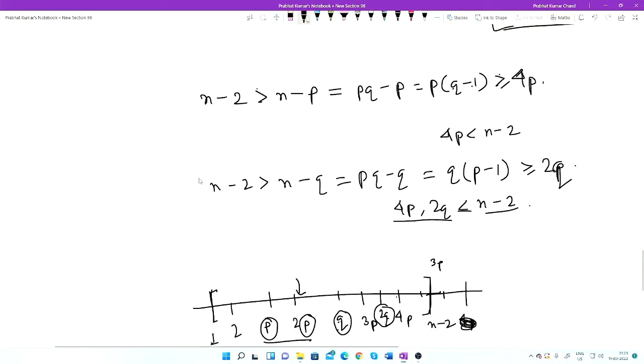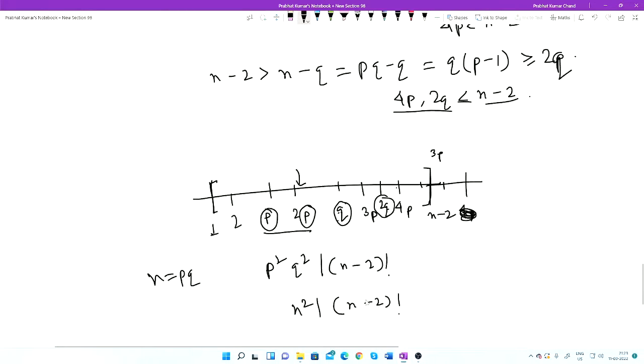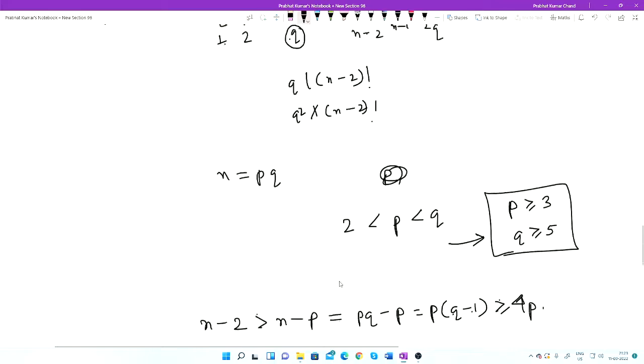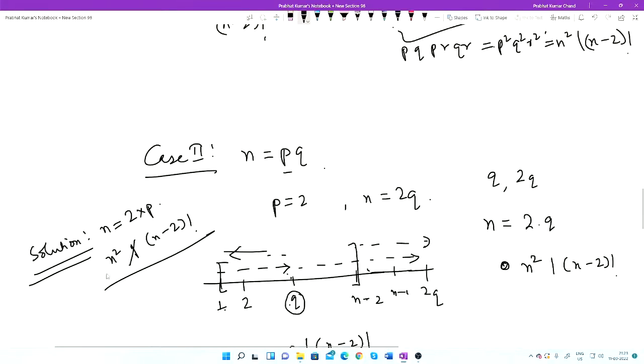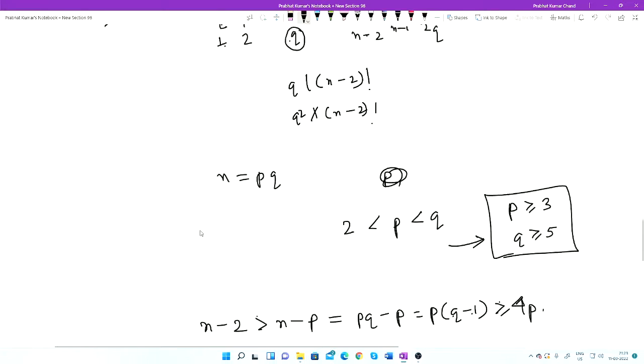So let's update our solution. There is actually no updation in the solution, because we want to find all the numbers that will not divide. So till now we have got only one solution: the numbers which are of the form 2p, their square will not divide (n minus 2) factorial, right?